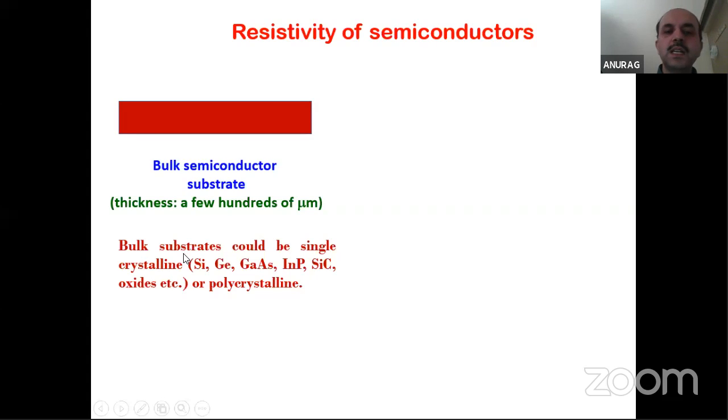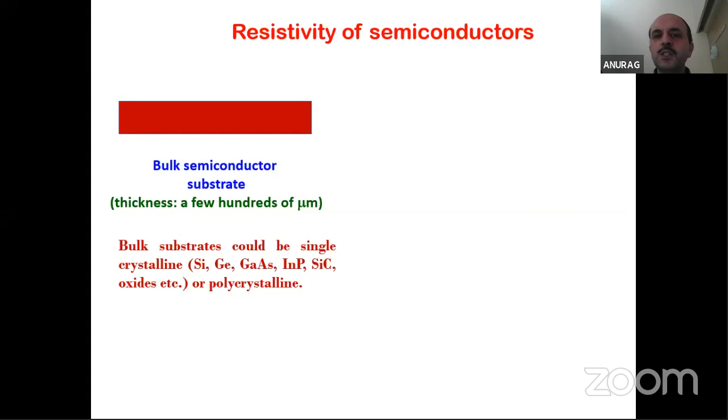So it can be single crystalline. All these materials are available in single crystalline form: zinc oxide, tin oxide, copper oxide, gallium oxide. Many oxide materials are also semiconductor materials. But there are some difficulties; for example, in zinc oxide, p-type is not available. That's why they are not so popular as far as electronic or optoelectronic device applications are concerned.